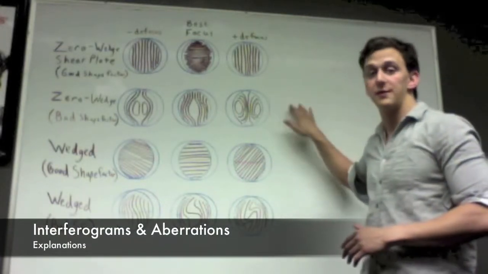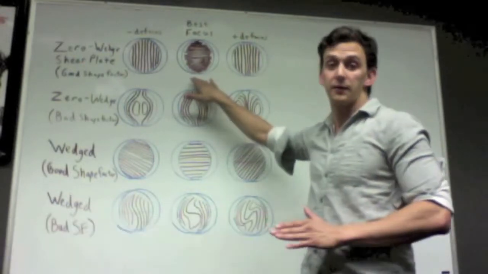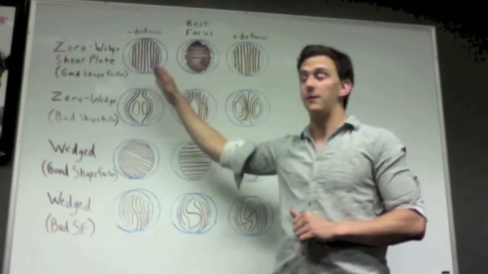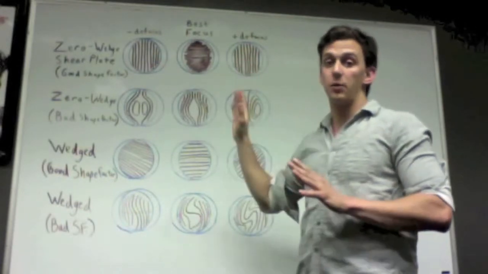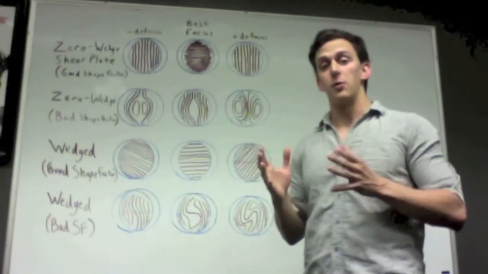The top two represent zero wedge shear plates. Now for the top one, we have good shape factor. And for best focus, we'll get a null fringe. As we move outward, both positive and negative defocus, we'll get vertical fringes, always vertical. Now as we move further out of defocus in both directions, you'll get more fringes.